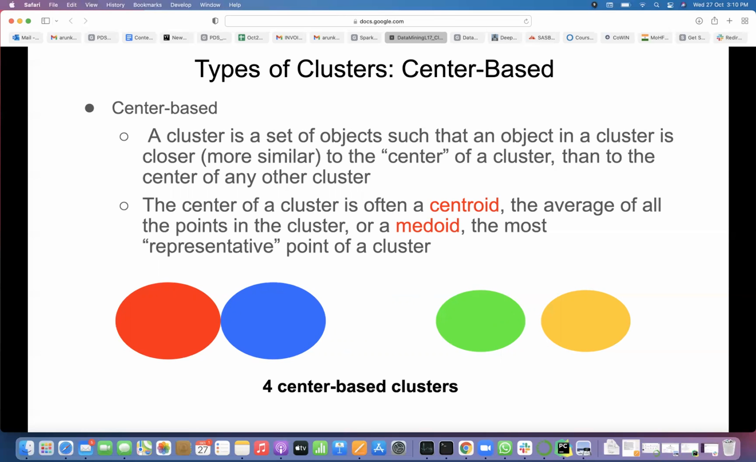So, a representative point of a cluster. A centroid is not a representative because that centroid may or may not exist in the data. Do you understand the difference between centroid and medoid? Yes, sir.